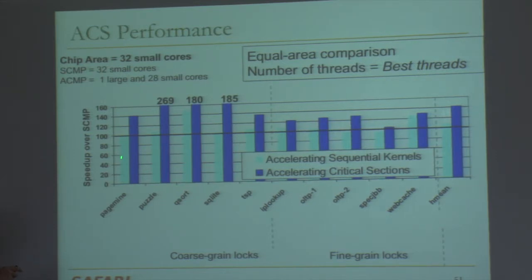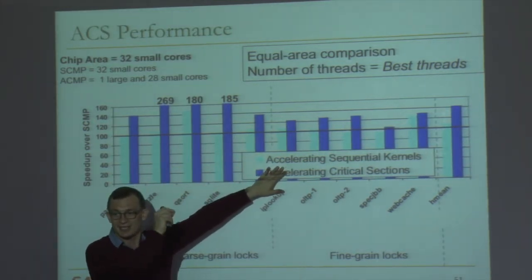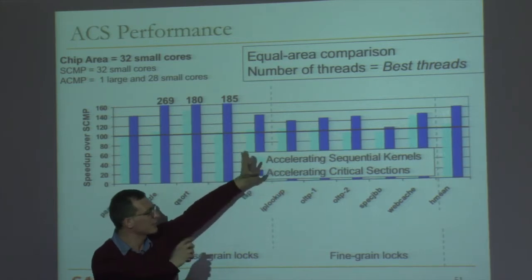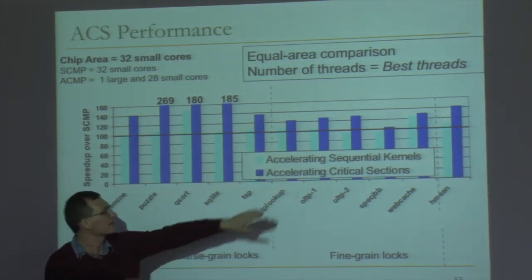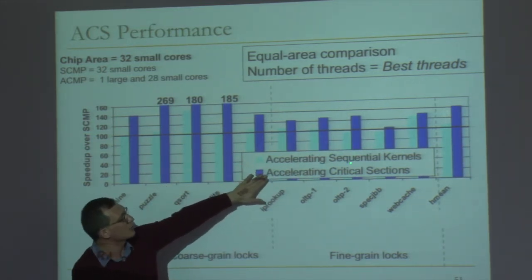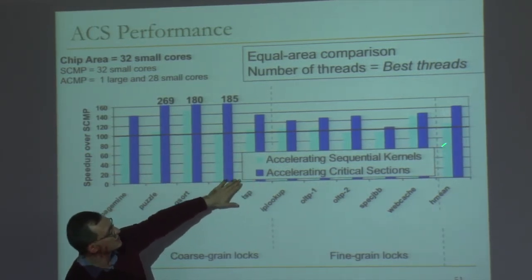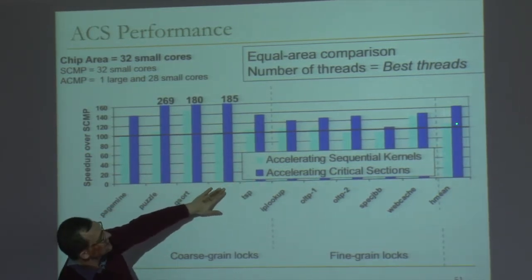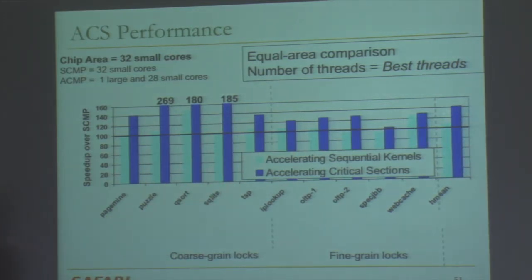The light blue one, or cyan one over here, is what happens if you accelerate the serial bottleneck. Unfortunately, this is named sequential kernels, but it's really the serial bottleneck. When you have only one thread, Amdahl's serial bottleneck, you keep that in the large core. If you do that, you gain some performance. This is the average of the speedups. You get about 7%, I believe, across a symmetric multicore. So doing that by itself buys you a lot of performance.